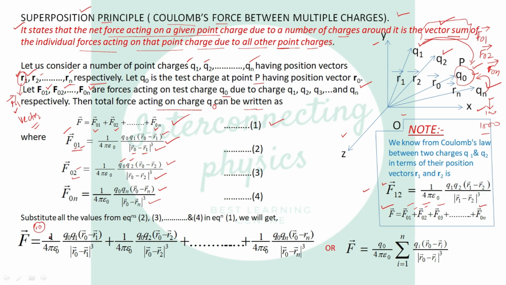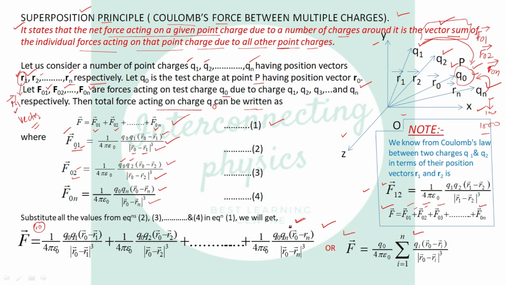So the relation is 1 over 4 pi epsilon naught Q0 Q1 (R0 minus R1) over |R0 minus R1| cube, and similarly so on. This is the final relation of the superposition principle, which tells us about the total force on the test charge Q0 due to all other charges around it.